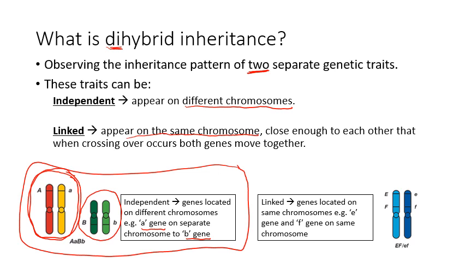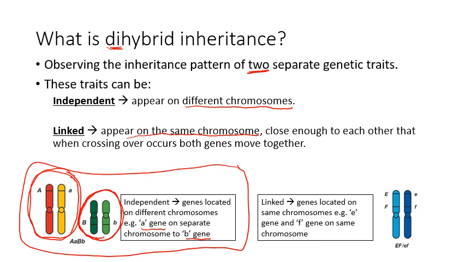Okay, so we've got one gene on one set of homologous chromosomes, which we're representing with the A gene, and that is located on a different set of homologous chromosomes to the second gene of interest, the B gene, and therefore they can be inherited independently. So they do not influence each other in terms of how they're inherited during meiosis.